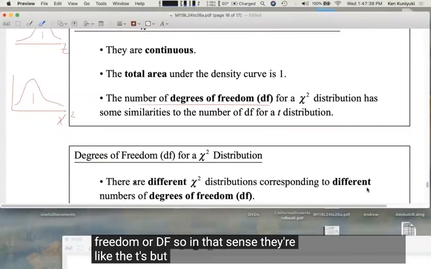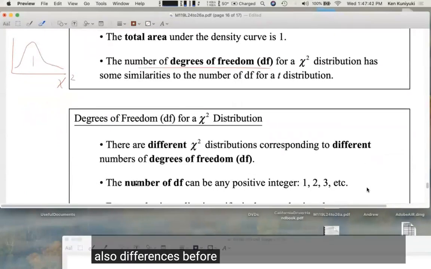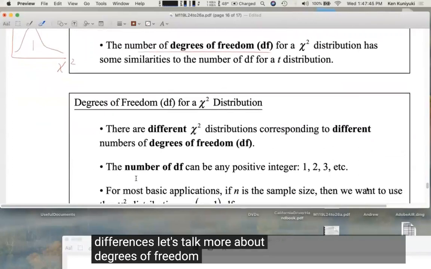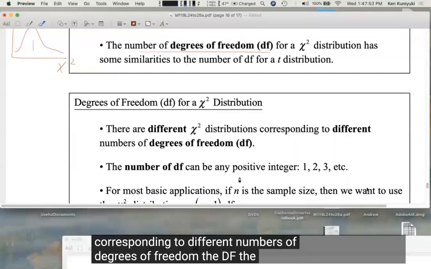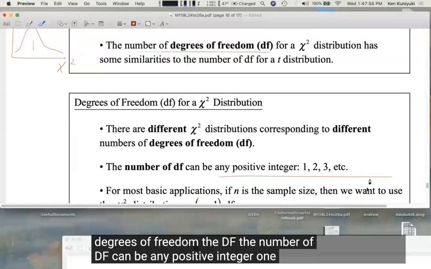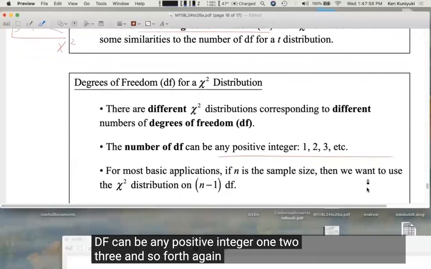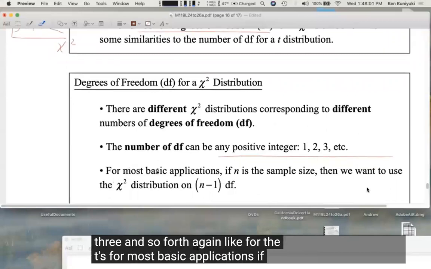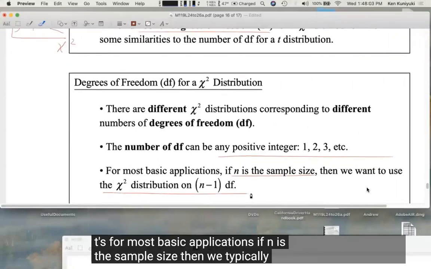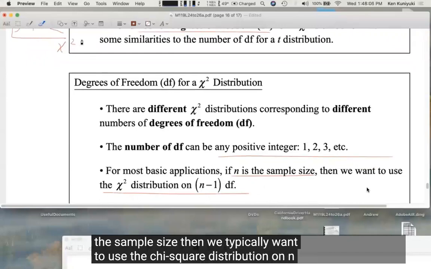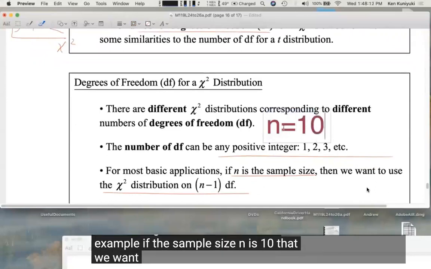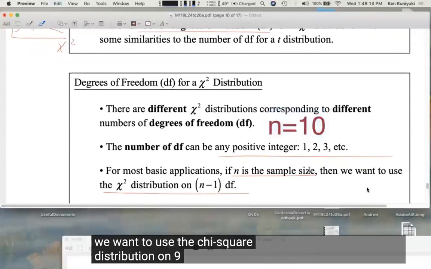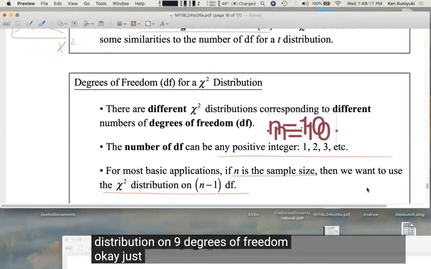But there are also differences. Before we get to the differences, let's talk more about degrees of freedom. Different chi-square distributions correspond to different numbers of degrees of freedom. The number of DF can be any positive integer, 1, 2, 3, and so forth. Again, like for the T's, for most basic applications, if n is the sample size, then we typically want to use the chi-square distribution on n-1 degrees of freedom. So for example, if the sample size n is 10, then we want to use the chi-square distribution on 9 degrees of freedom, just like for a T distribution.